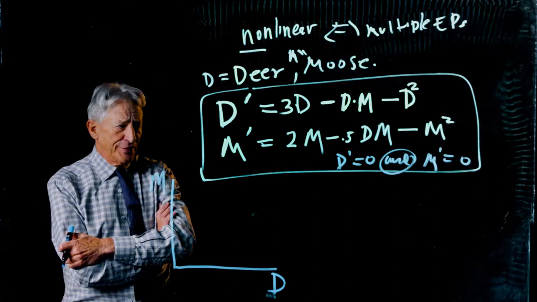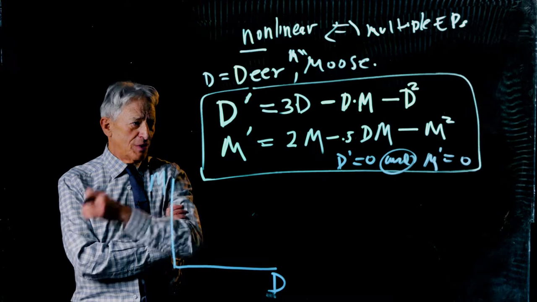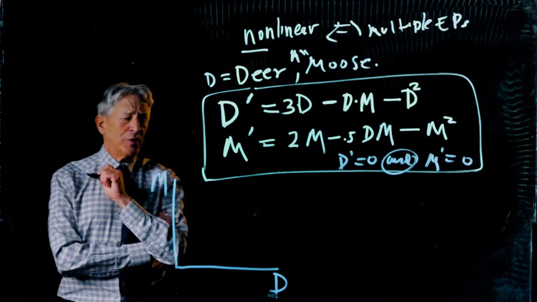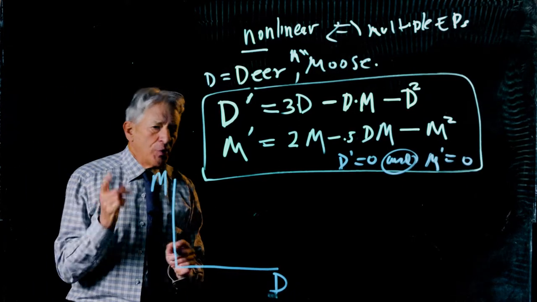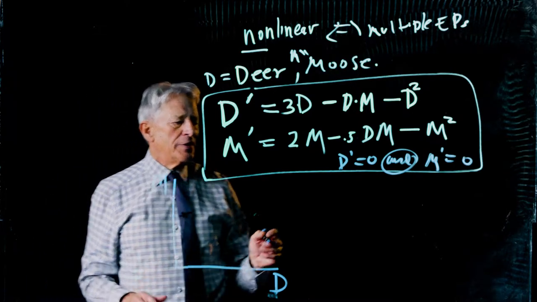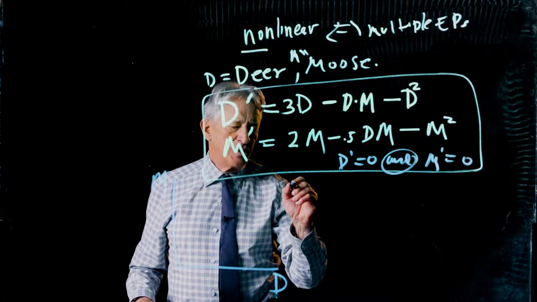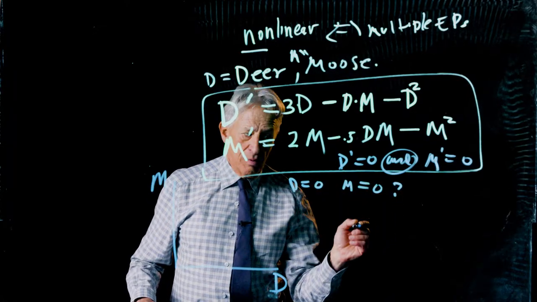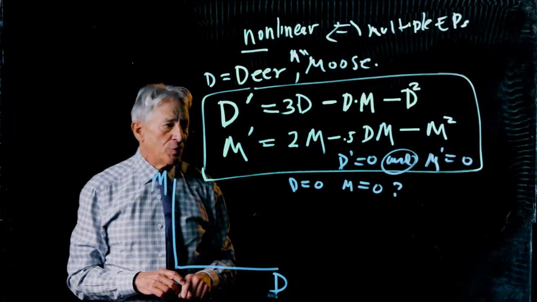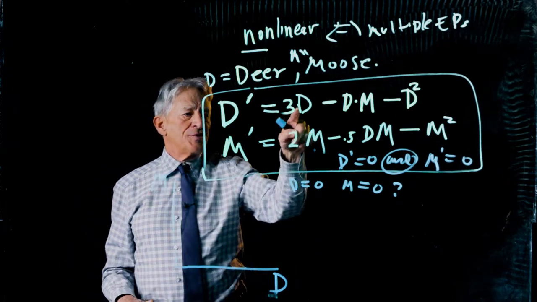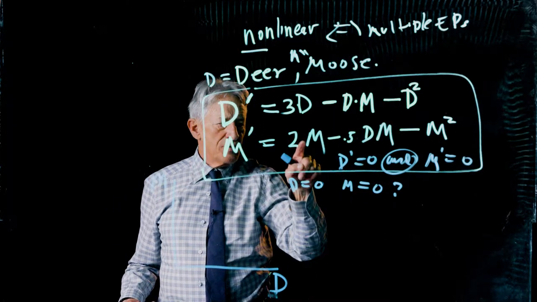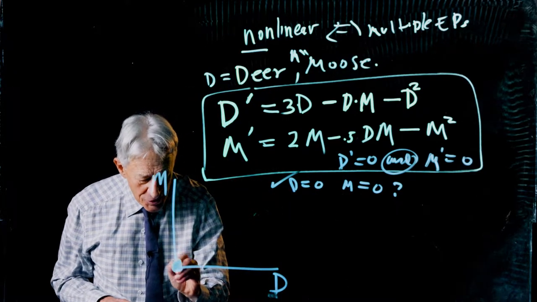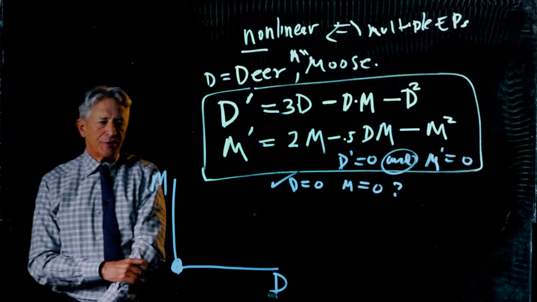So how do we do this? High school was a long time ago for me. How are we going to do this? Well, the first thing we observe, and this should always be your first try, is what about D equals 0 and M equals 0? Does that make these two terms equal 0? Let's see. 0, 0, 0, 0, 0, 0. Yes. 0, 0 is an equilibrium point of this system.